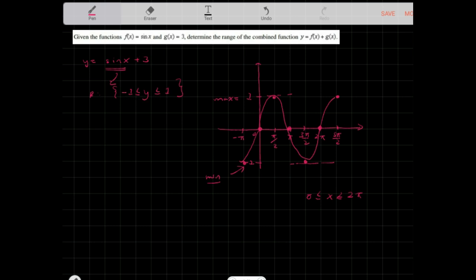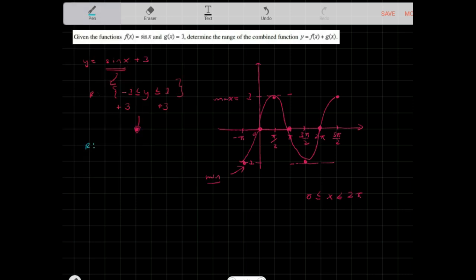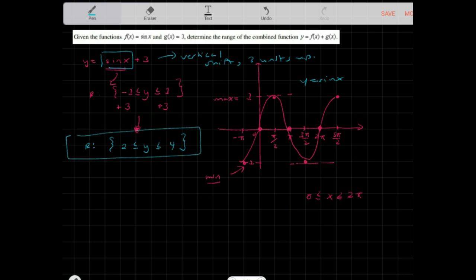However, because we're adding 3 here, you're going to have to add 3 to your minimum point and 3 to your maximum point. Okay, so the new range here, I'm going to just use a different color, is basically 2 and 4 because you're doing a vertical shift 3 units up. Okay, so you look at the range of the parent function, which is sine x, which I did out here, y is equal to sine x, and then I added the transformation to it, and that's the range of your combined function. Right, y is greater than or equal to 2, but less than or equal to 4.